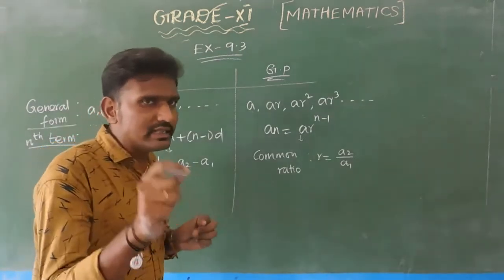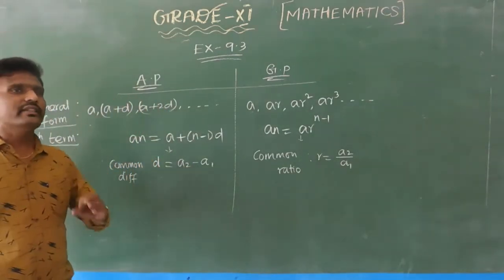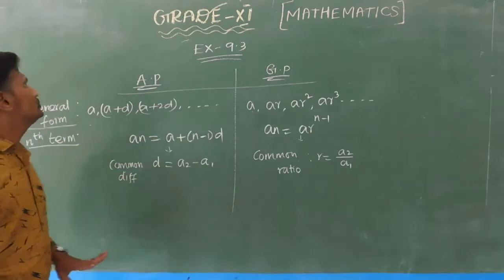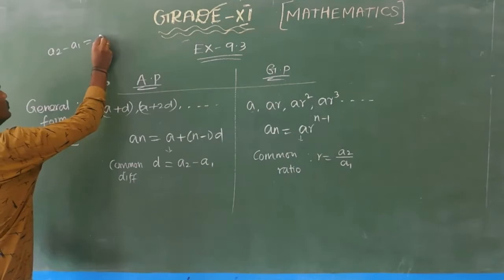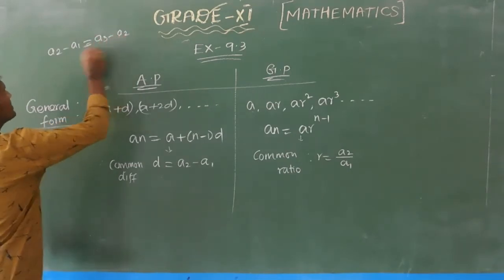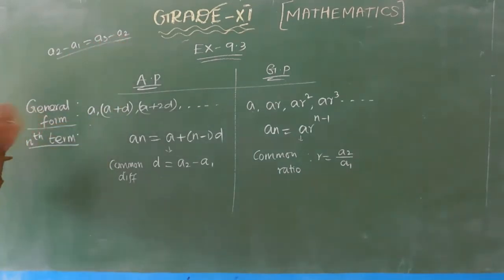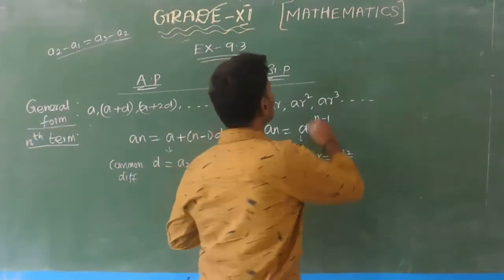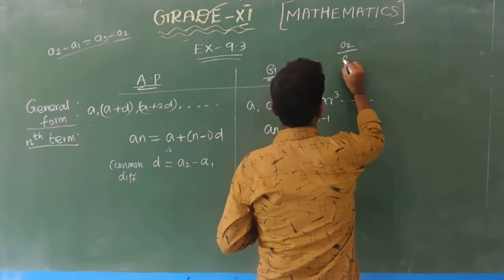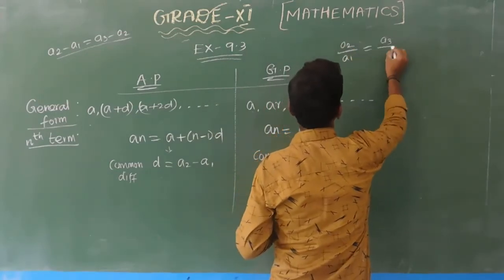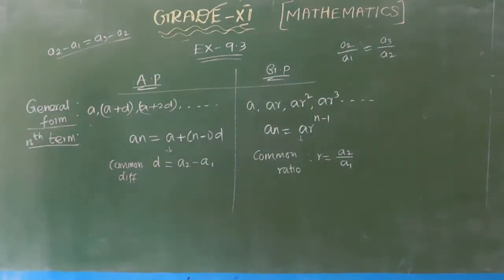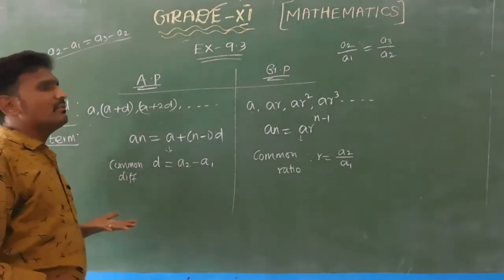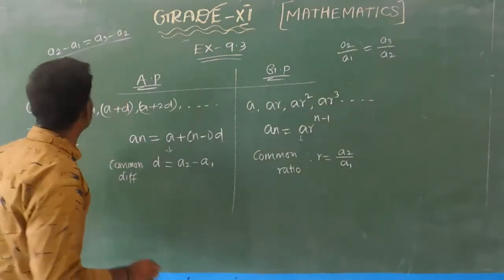And we have to compare something. When a sequence is given to you, you have to check whether it is AP or GP. The check for AP is a2 minus a1 equal to a3 minus a2. Now coming to GP, here you have a2 by a1 equal to a3 by a2.